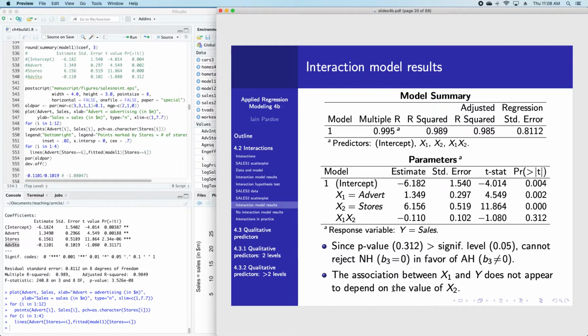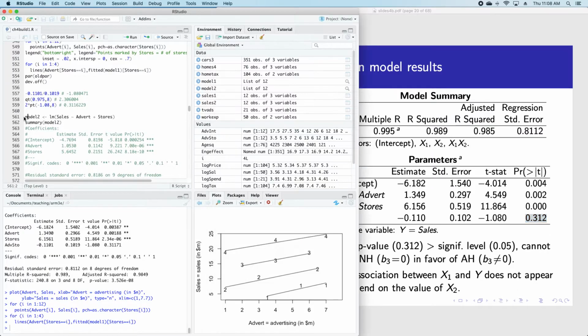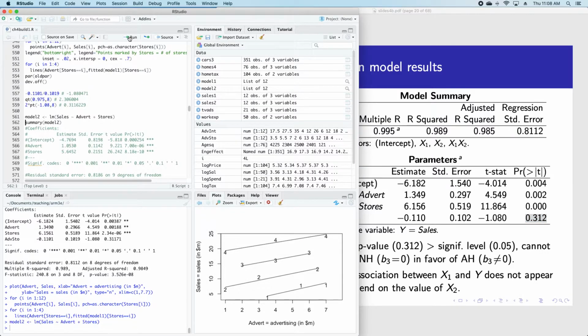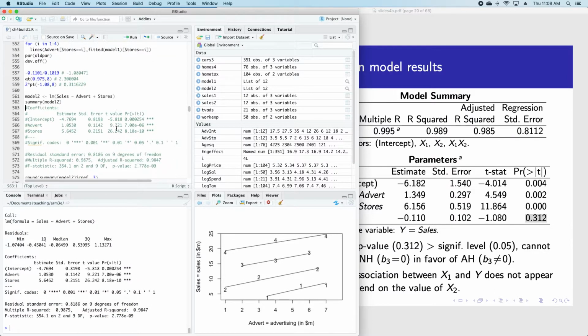Okay, so if that's the case, then this term shouldn't really be in the model. It's not significant, and it's actually making things more complicated than they need to be in the model, and I'm better off removing it from the model. So that's what I should do. I should go to a second model where I don't have the interaction term, and this will be my new model.